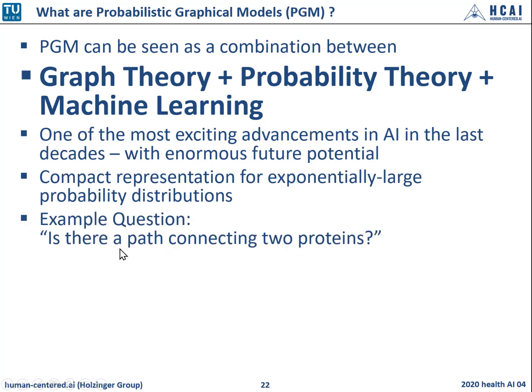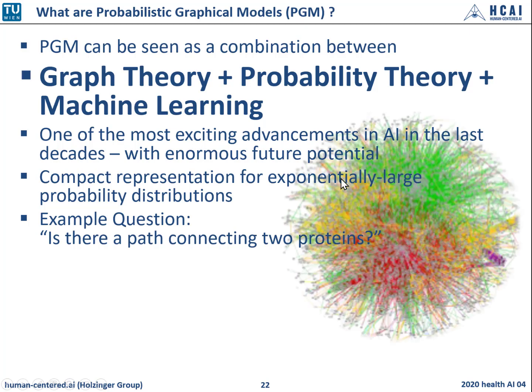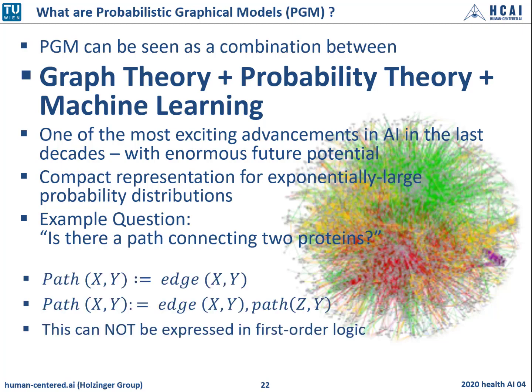And as an example question, I give you an example now from biology: is there a path connecting two proteins? Proteins are the building blocks of life. Proteins are everywhere in medicine, but proteins are heavily complex and large. And you see, this cannot be expressed in first-order logic.